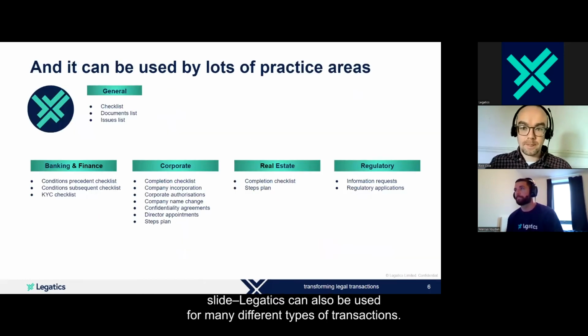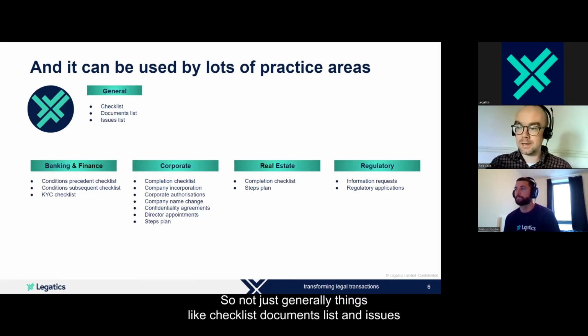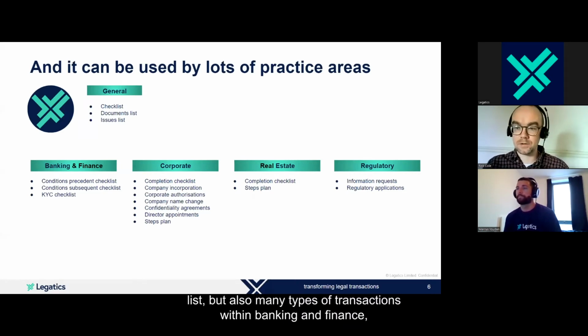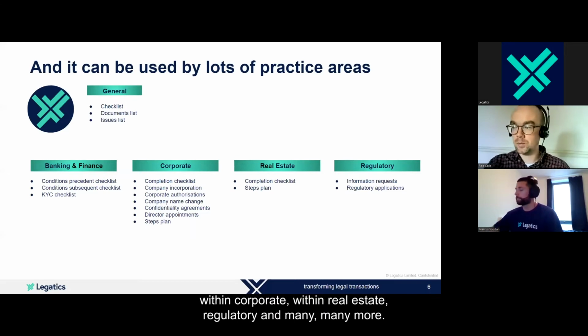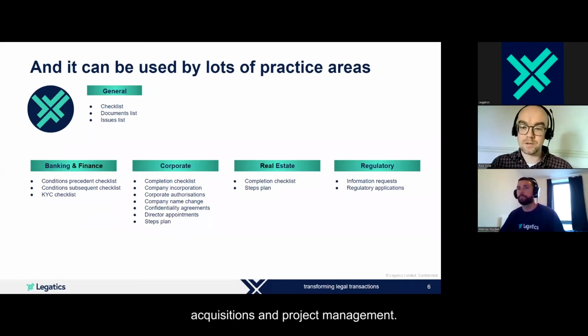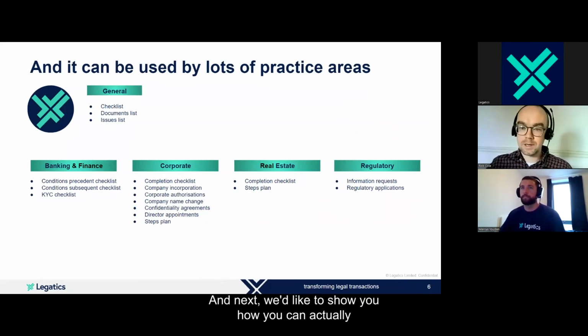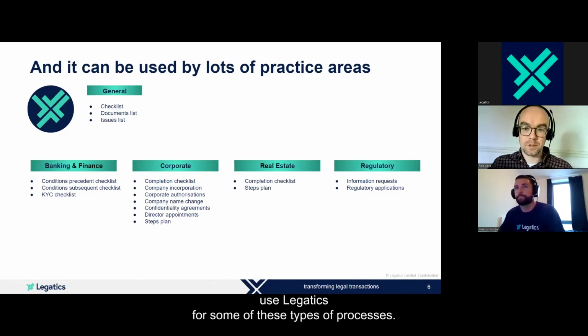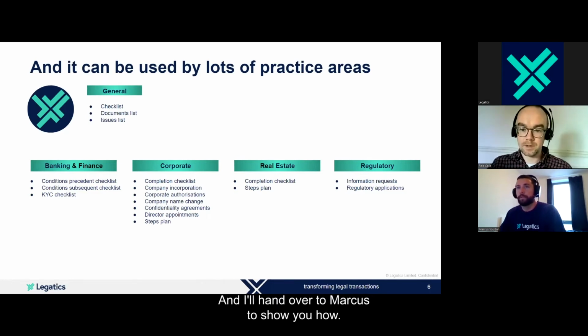On the next slide, Legatics can also be used for many different types of transactions. So not just generally things like checklists, document lists, and issues lists, but also many types of transactions within banking and finance, within corporate, within real estate, regulatory, and many more. We also have in-house legal teams using us for things like due diligence, company acquisitions, and project management. Next, we'd like to show you how you could actually use Legatics for some of these types of processes. And I'll hand over to Marcus to show you how.